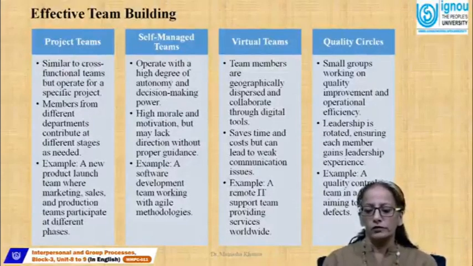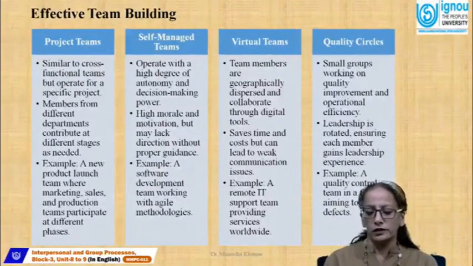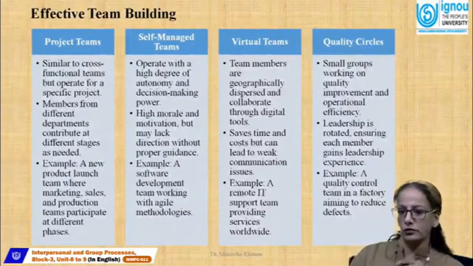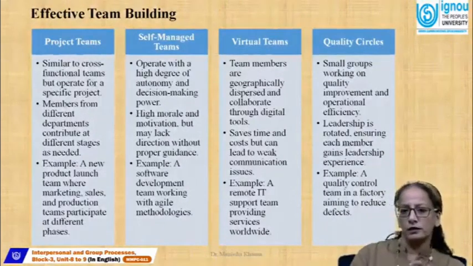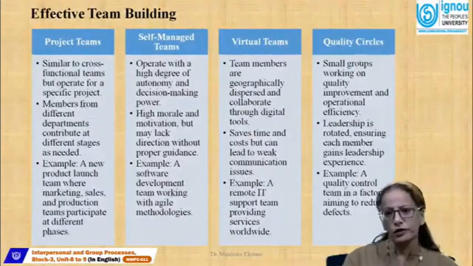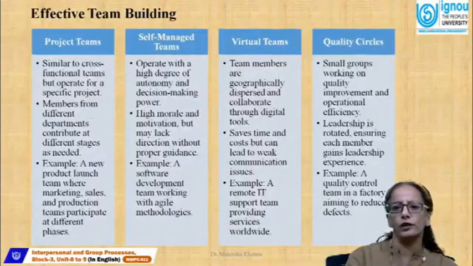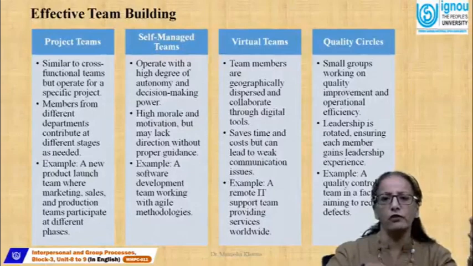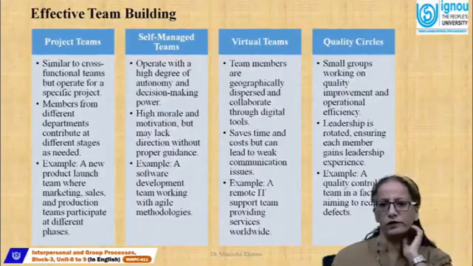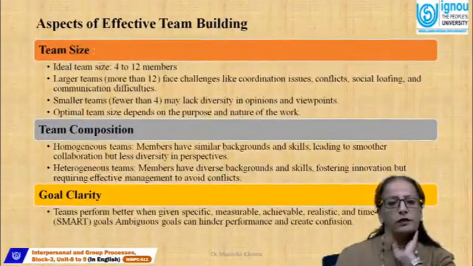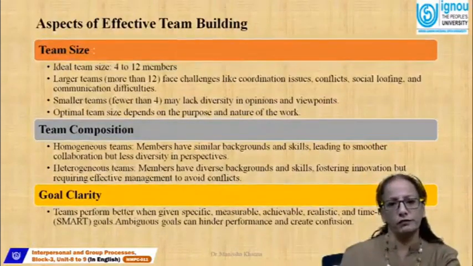The quality control team in a factory aims to reduce defects. Quality control circles, or quality circles, are people who are experts in their own area. These are small groups who work on improvement and operational effectiveness. So these are all the teams. There are different aspects of team building.